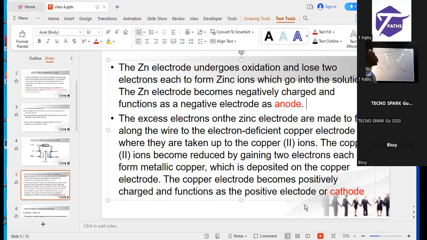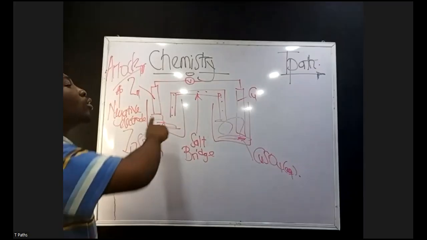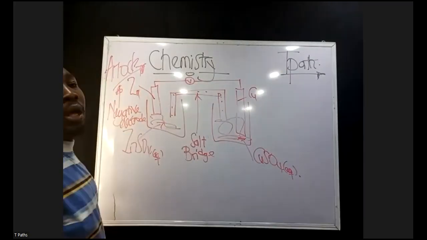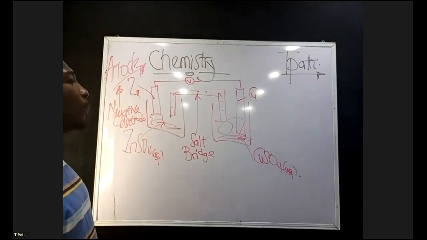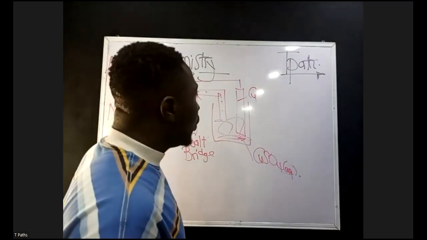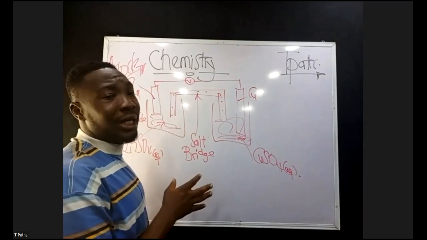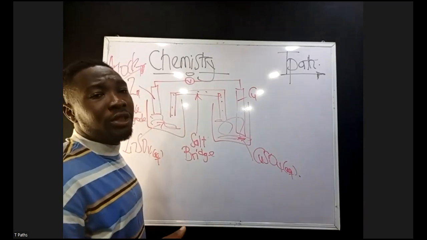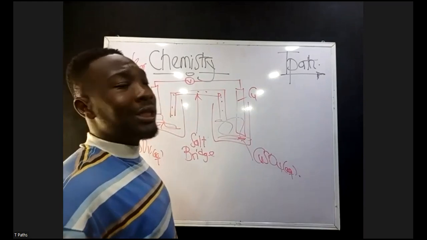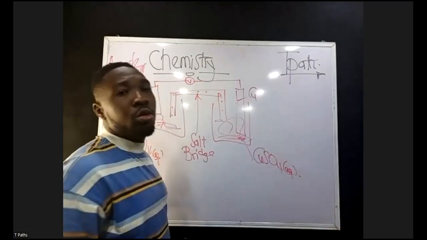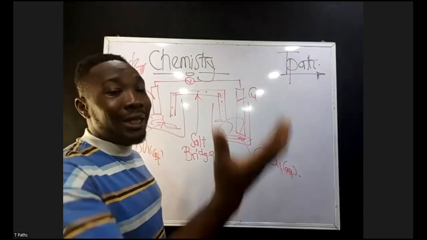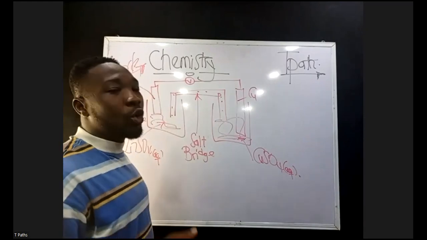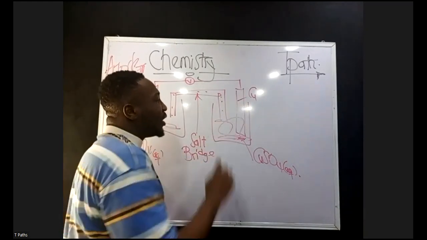Let me take that again. When zinc loses 2 electrons, the excess electrons are in the solution there. So this set of electrons goes to copper through the wire. And when that happens, copper itself is an electron-deficient electrode. It gets reduced by gaining 2 electrons. When that happens, metallic copper is deposited on this electrode.